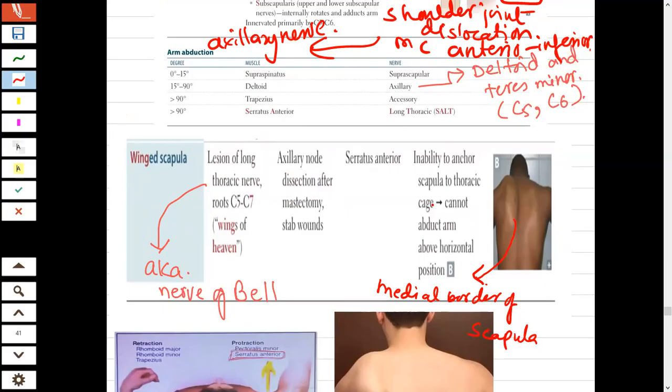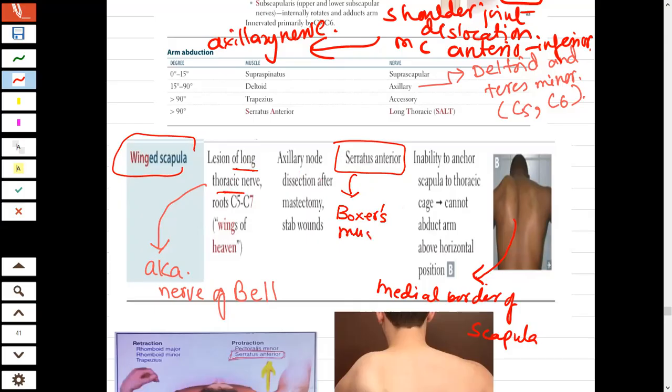So this medial border of the scapula bone, see what will happen whenever there is a lesion of the long thoracic nerve. Okay, what will happen? There will be paralysis of the serratus anterior muscle. Okay, so the innervation of the serratus anterior muscle, that is your long thoracic nerve. Okay, and this serratus anterior muscle is also known as the boxer's muscle.